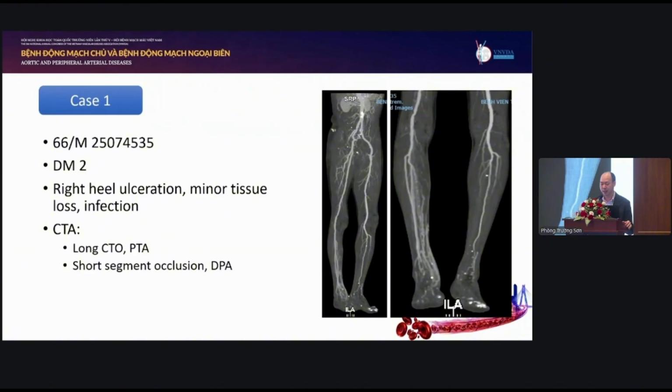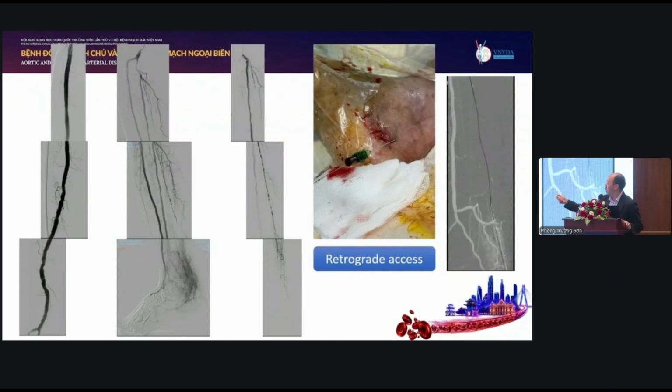In this case, we wanted to do an antegrade puncture and try to recanalize the PTA. On the angiogram, you can see most of the SFA looks good, looks normal, but below the knee there's a problem. Based on the angiosome finding, we confirm there is a big problem with the PTA, severe stenosis and distal occlusion, and this is the heel with the infection. With this kind of patient, in your experience, what would you do? Antegrade or retrograde?